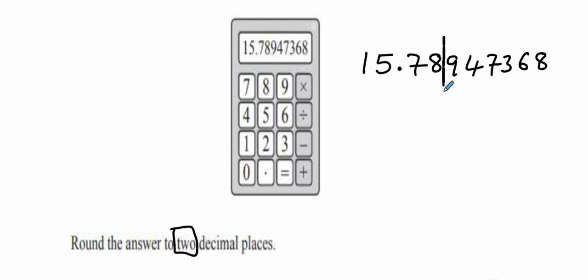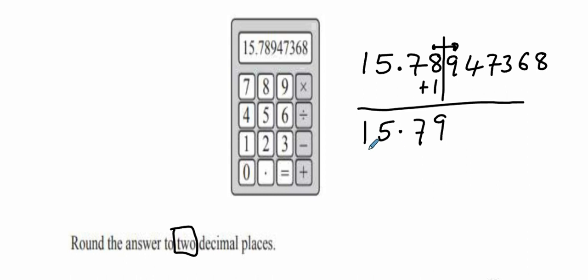So you put a border over here. This is where we can estimate, or we can round to two decimal places. So check on your right. There is 9. 9 is bigger than 5. So you'll be adding 1 to 8. This will be 9. This will be 7.51.